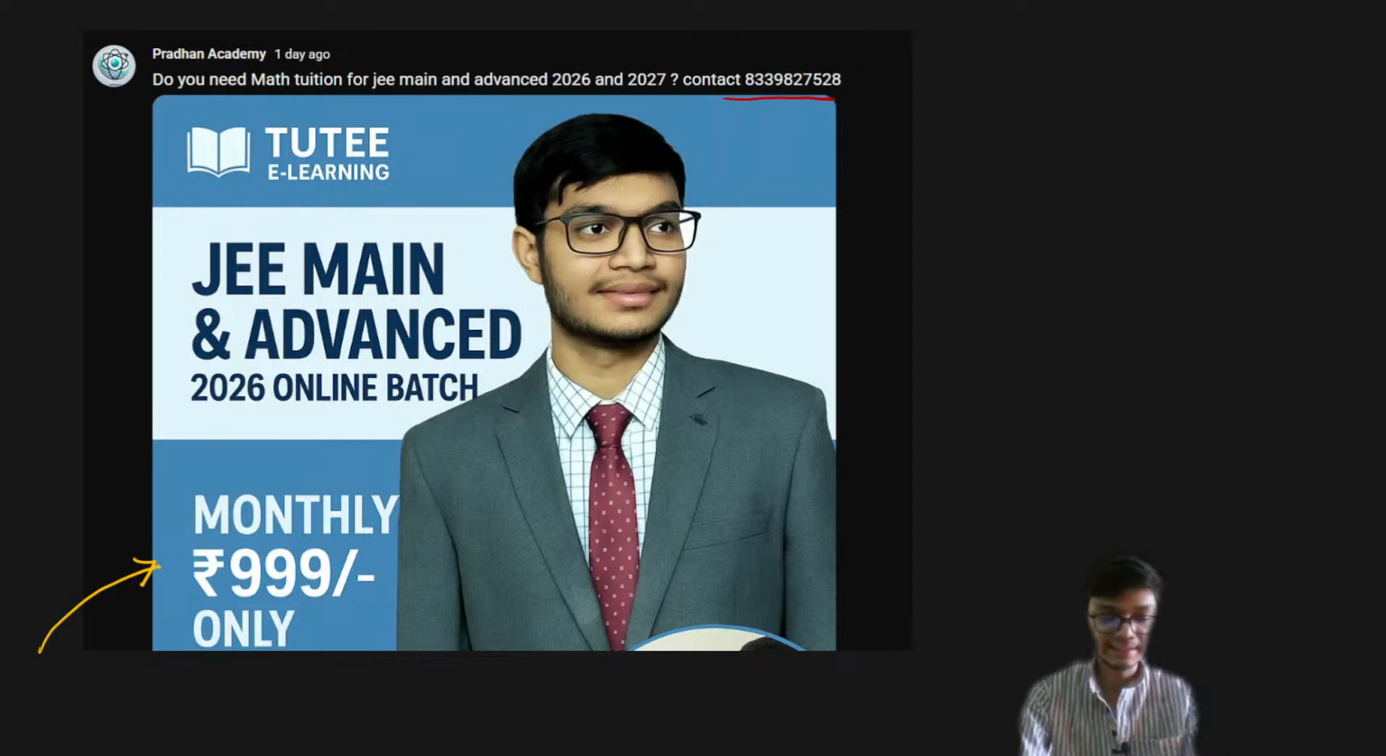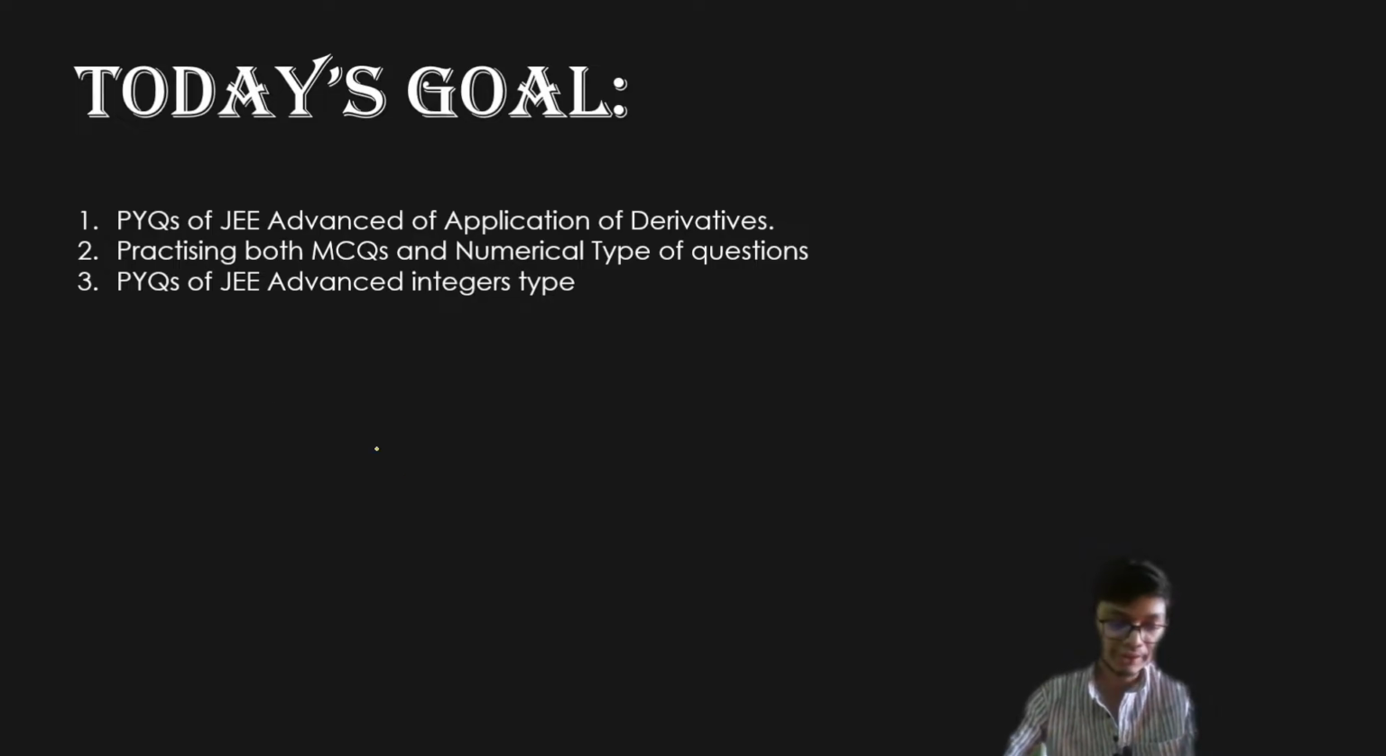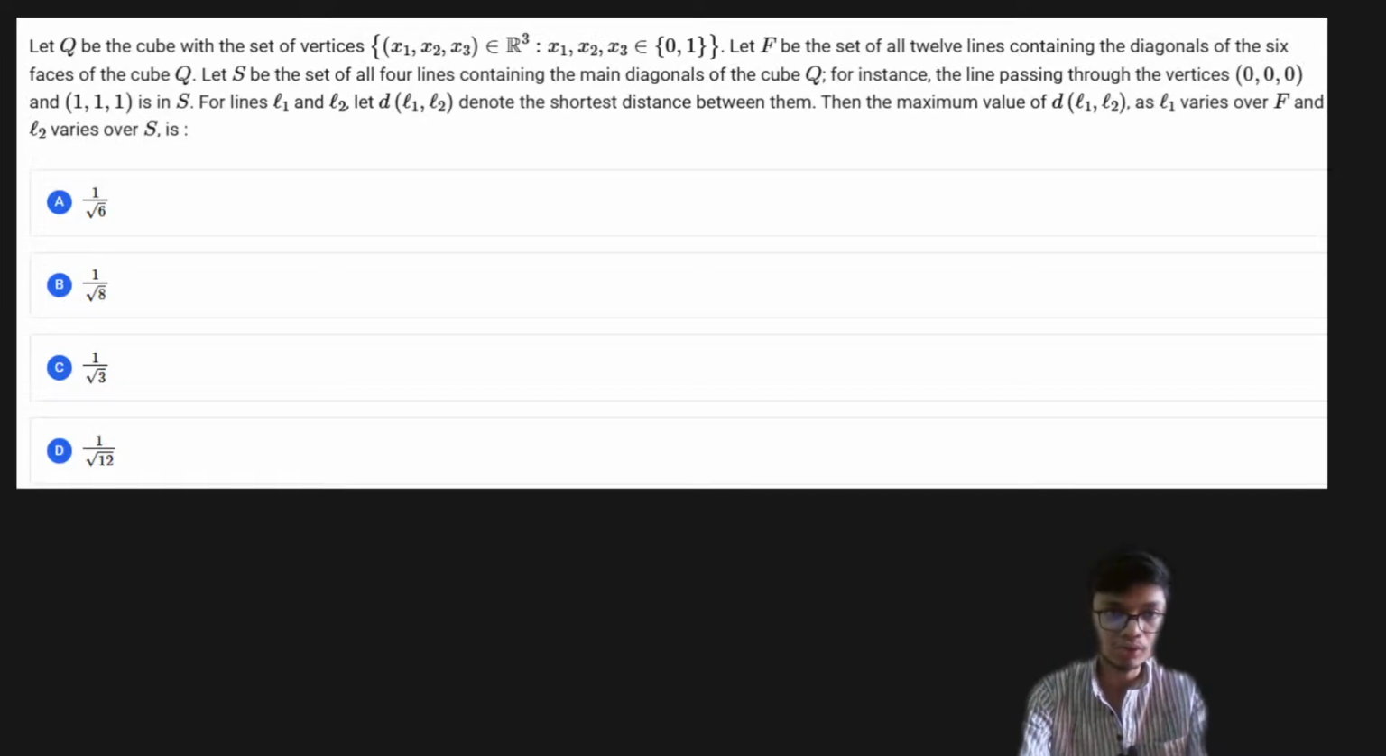So with this, let's get started. Today, our goal is to discuss the important previous year questions of JEE Advanced for the topic of application of derivative. We will try to practice both MCQs and numerical type questions, and also the integer type questions for JEE Advanced. We are going to understand the philosophy behind the questions that have been asked in JEE Advanced. Here is the very first question on your screen. I hope you can see this question. Please give it a look.